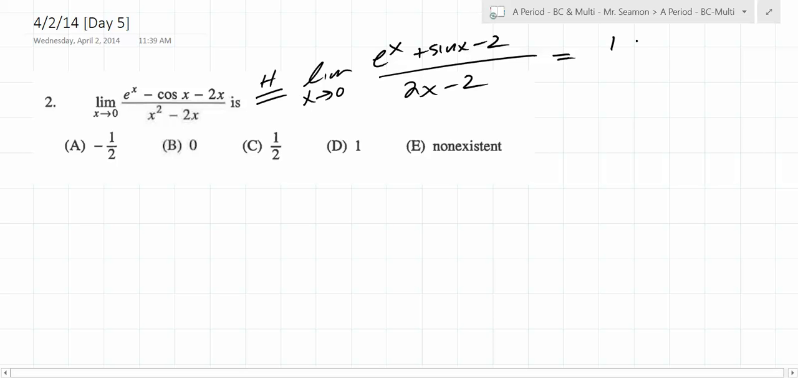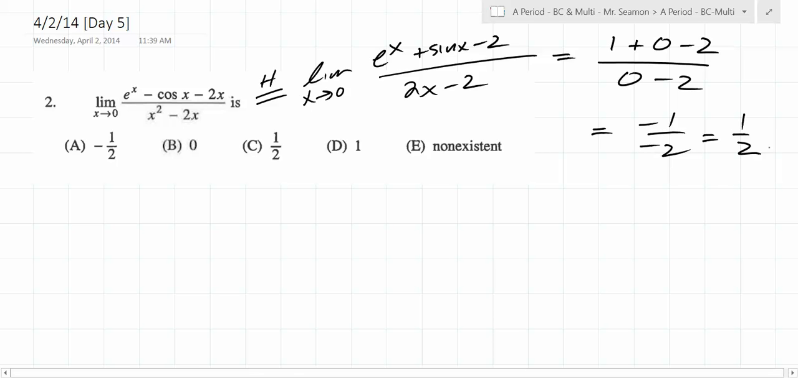It's going to be 1 plus 0 minus 2 all over 0 minus 2. Is that correct? Yeah. So negative over negative, so it equals 1/2. Right. So the answer on this one would be C, which is actually what most of you answered. Correct.